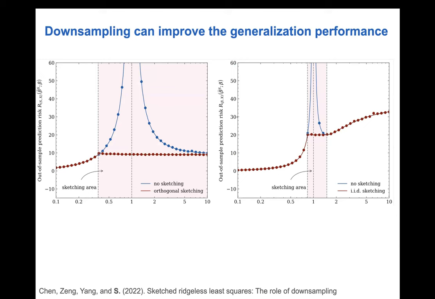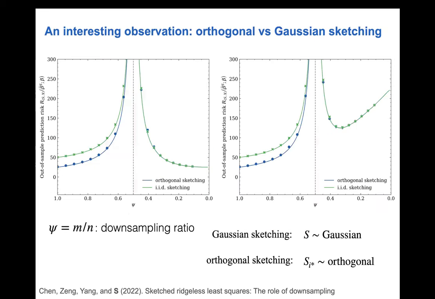Okay, so now assuming I pick a very good sketching size every time, then I can reduce the risk of the minimum-norm estimator from the blue curve to the red curve. These two figures correspond to different cases, described by the signal to noise ratios. But you can see the purple regions here are the regions where you can effectively reduce the test risk of the original minimum-norm estimator by using sketching. Here we use orthogonal sketching. So the conclusion is also contrary to the classical statistical wisdom, where a larger sample size does not necessarily mean better accuracy.